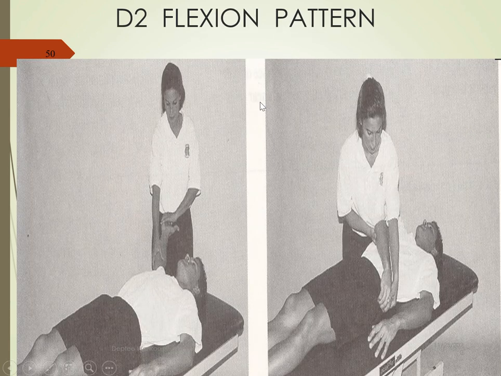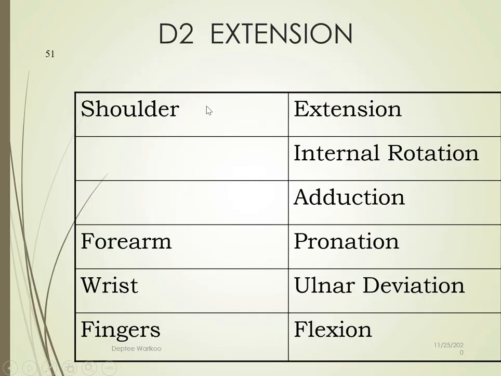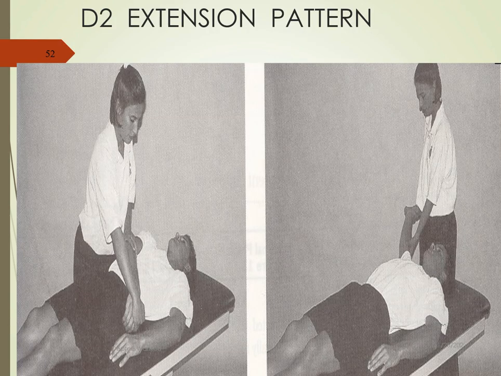Next is the D2 extension pattern. See, this is again shown here. D2 extension, shoulder in extension, internal rotation, adduction, wrist in ulnar deviation and fingers in flexion. This is the last part. The second diagram, B, is D2.